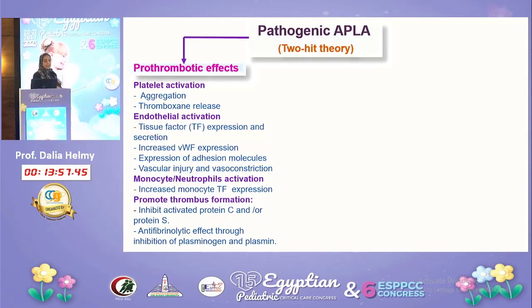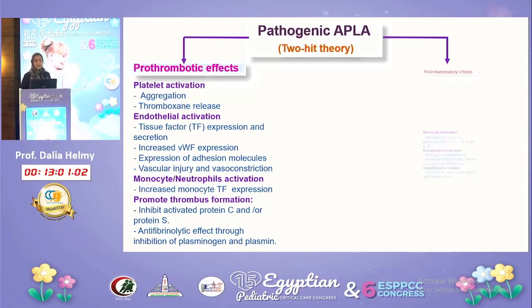So starting with the pathogenic antiphospholipid antibodies through the two-hit theory, they will have a pro-thrombotic effect by inducing excessive platelet aggregation with thromboxane release and decreased platelet adhesion, endothelial activation with increased expression of the tissue factor and secretion, which will start the extrinsic thrombosis pathway, increased von Willebrand factor expression, increased expression of adhesion molecules, vascular injury and vasoconstriction, excessive activation of monocytes and neutrophils with subsequent increased tissue factor expression, promoting thrombus formation because of inducing acquired inhibition of activated protein C and/or protein S, as well as annexin 5, and antifibrinolytic effects through inhibition of plasminogen and plasmin.